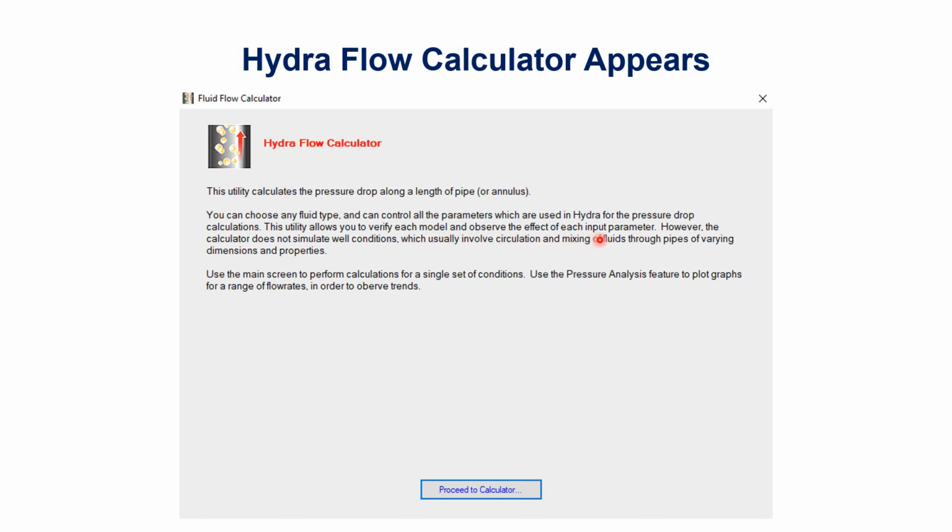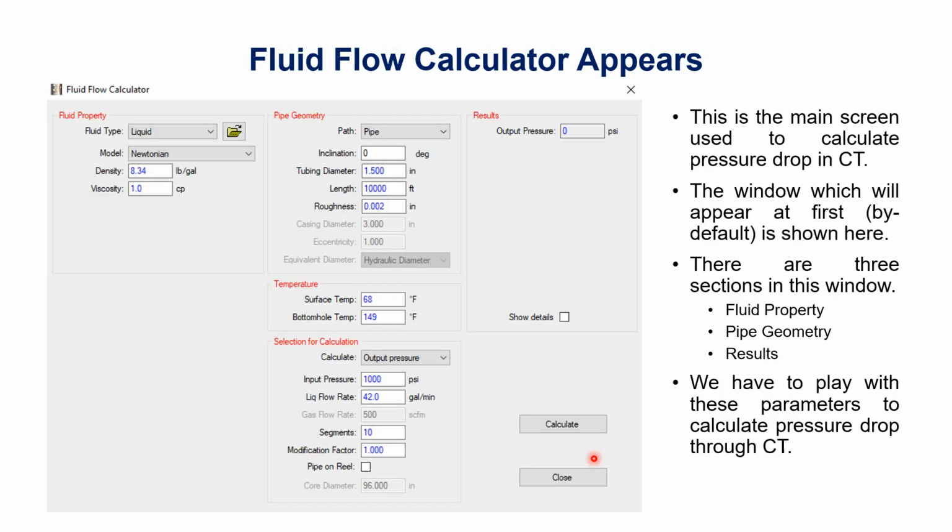However, the calculator does not simulate well conditions, which usually involve circulation and mixing of fluids through pipes of varying dimensions and properties. Use the main screen to perform calculations for a single set of conditions. Use the pressure analysis feature to plot graphs for a range of flow rates in order to observe trends. Anyway, we'll just click on this proceed to calculator button, and this window will open.